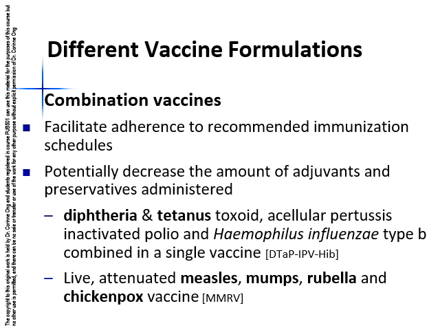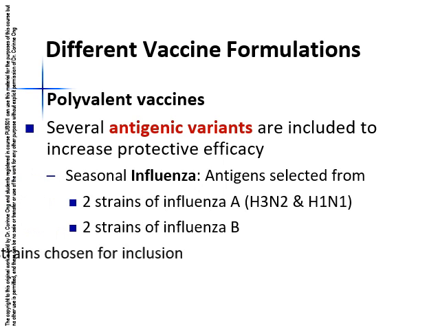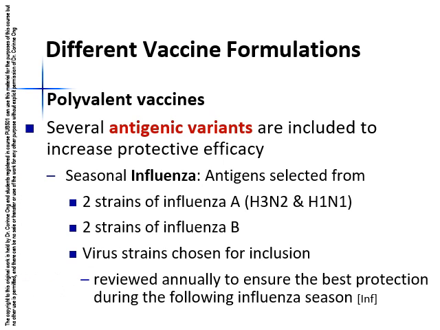Another combination vaccine is the MMRV vaccine, which contains the attenuated measles, mumps, rubella, and chickenpox viruses. Polyvalent vaccines are a little different to combination vaccines. Instead of providing protection to a variety of diseases, polyvalent vaccines only protect against one disease. They contain several different antigenic variants to widen the range of their protective efficacy.